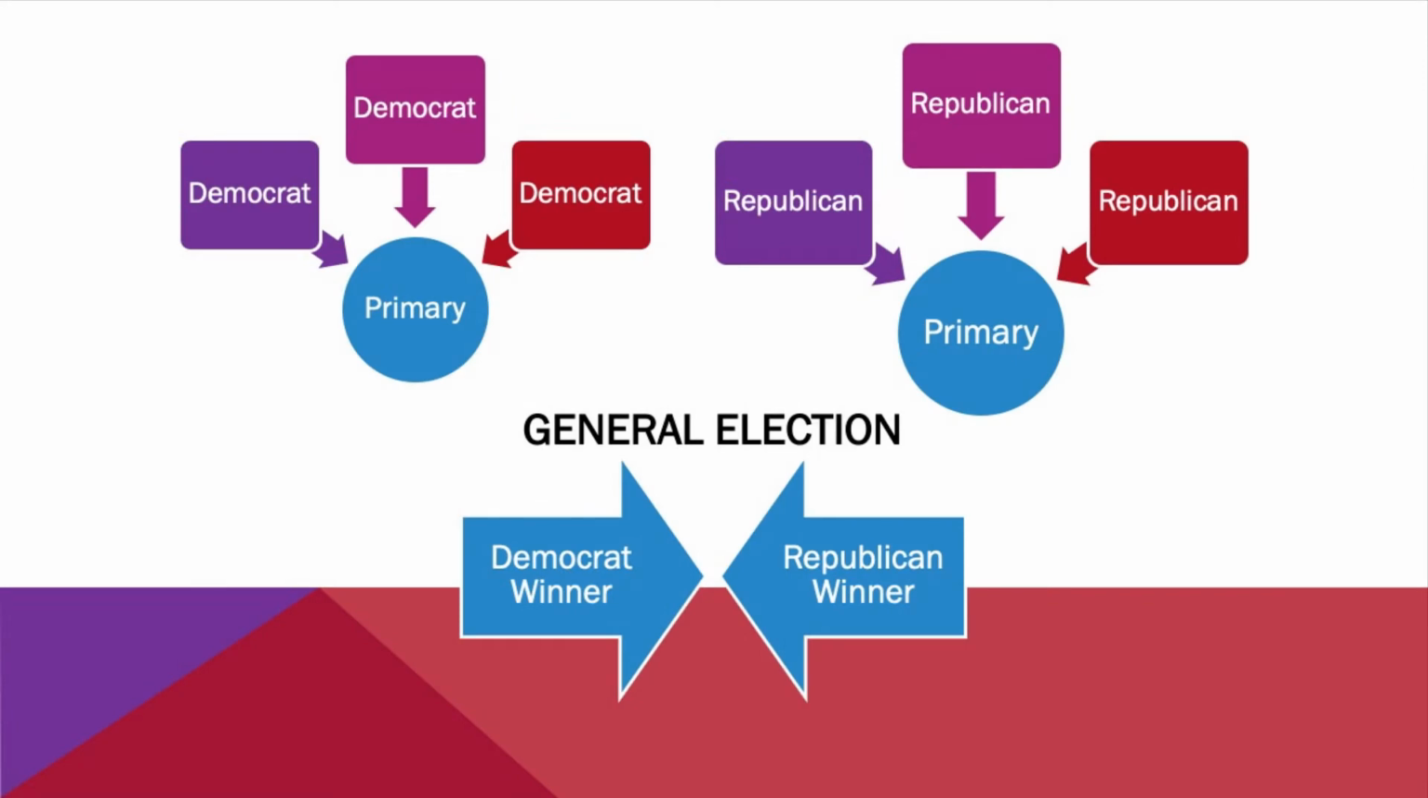So just to recap, primary elections occur before the general election. Primary elections are conducted within a party where voters choose which candidate they want to represent their party. Then, in the general election, one candidate from each party will face off. So let's examine each party's 2020 presidential primary in more detail.